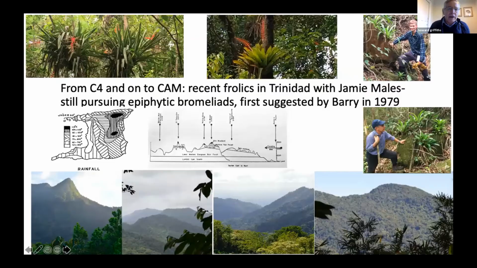So moving on to our comparative study of carbon concentrating mechanisms, of course, this would naturally take me back to where I feel is my second home. And giving this historical perspective, it was Barry Osmond that first suggested, in about 1979 I think, when he heard that I had the opportunity to go to Trinidad on an expedition, that CAM bromeliads would be a suitable subject for study.